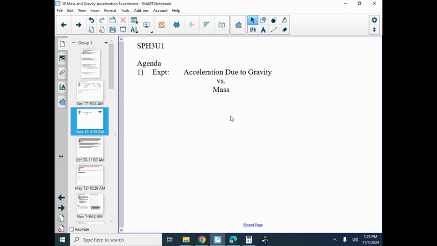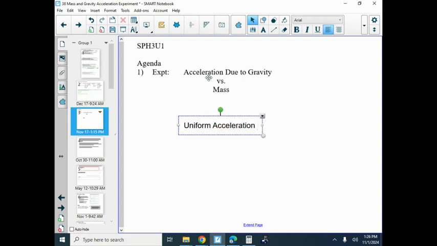We're looking at acceleration due to gravity versus mass, and then uniform acceleration questions continued. I'll add that in: uniform acceleration questions with gravity. You'll see in the homework with gravity.